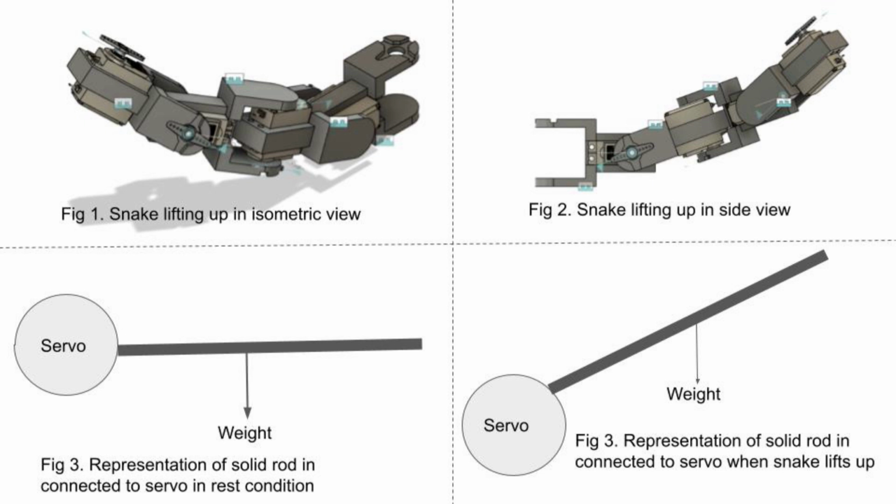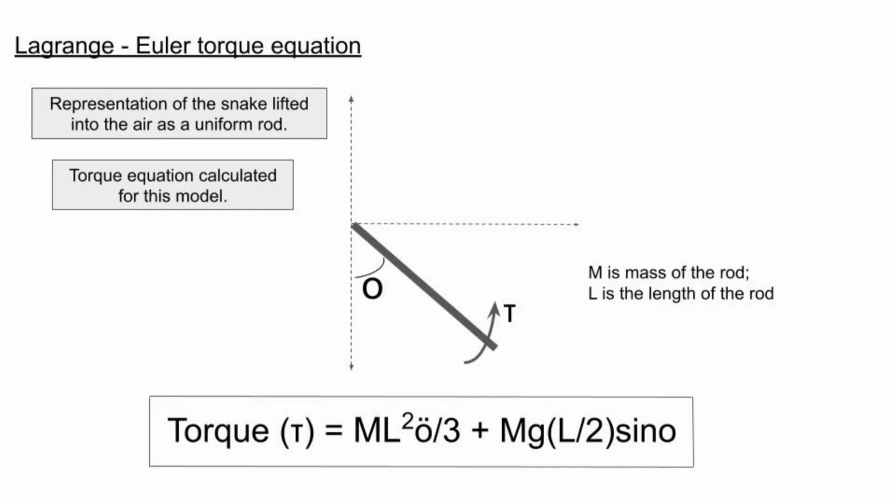This system can be analyzed as a uniformly distributed rod connected to a motor at the end, as depicted in figure 3 and 4. Using Lagrange mechanics, we can calculate the torque equation of 1 DOF uniformly distributed rod as shown in the figure by the formula below. Here, M and L are the mass and length of the rod respectively.